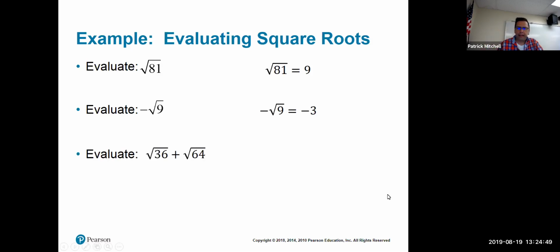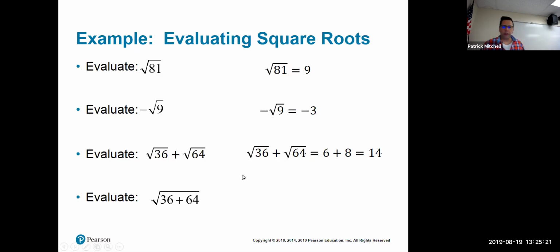Okay, but one thing I did do, because this is very important, we have the square root of 36 plus the square root of 64. Notice there are two square roots there. So what that's saying to do is take the square root of 36, which is 6, take the square root of 64, which is 8, and then do 6 plus 8. Is 14. Do you see the difference between that example and this one?